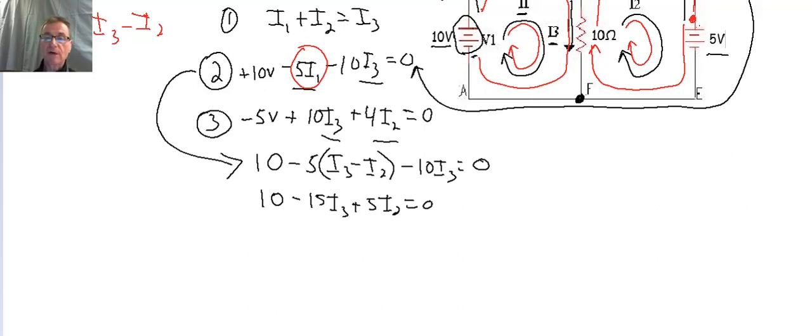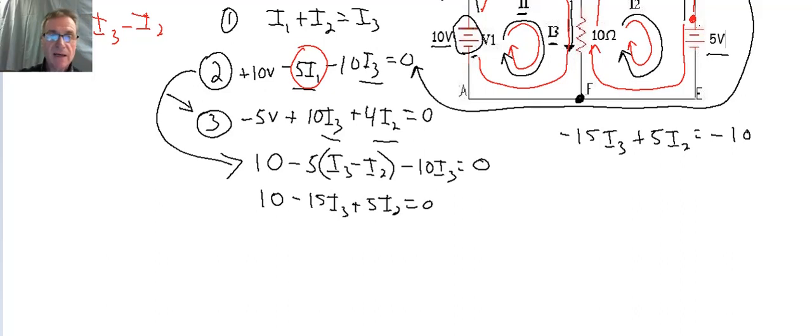Okay, so I've got an equation here. I'm going to write this up on the right-hand side over here, and I'm going to move the 10 to the other side. So I've got minus 15 I3 plus 5 I2 is equal to minus 10. All I did was subtract 10 from both sides. So that's one equation.